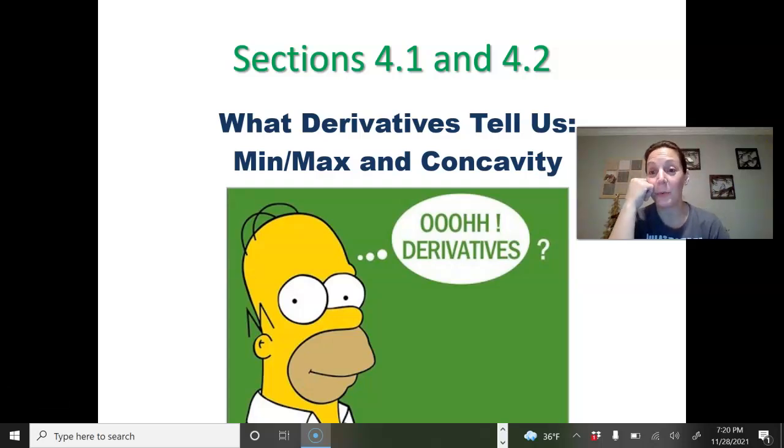We are entering chapter 4, which is applications of derivatives. Of course, you've just finished your favorite application of derivative, the related rate, but don't worry, it does get better. We are going to start chapter 4 with an actual easier application of derivatives, which is starting to look at pretty much what the derivative tells us about a function.